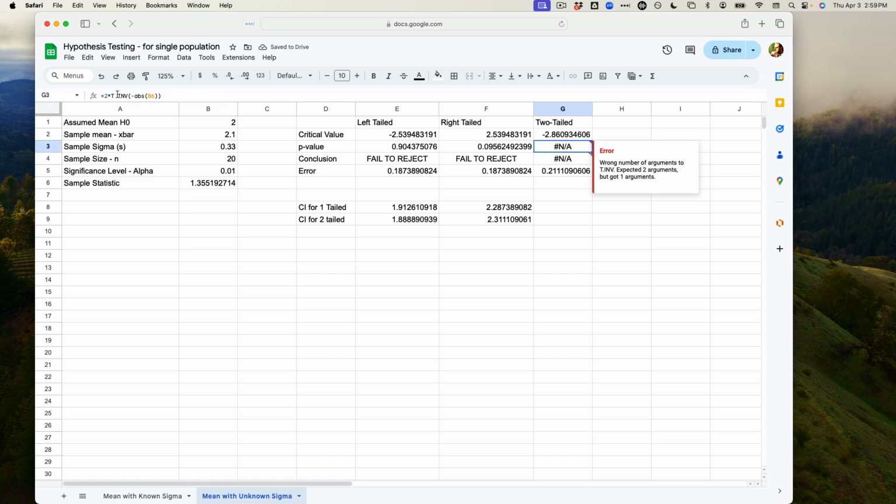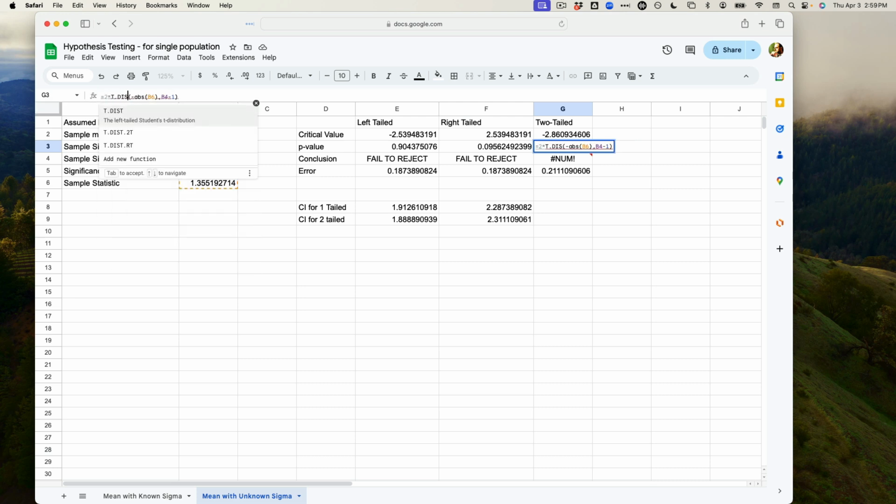Oh, it gave me a t dot inverse, and I need degrees of freedom. That's right, n minus 1. Yes, because this is a two-tailed test, right? So t dot inverse, and where did I go wrong? T dot dist, thank you, not t dot inverse. Okay, still doesn't work. Okay, so let's see, t dot distribution.